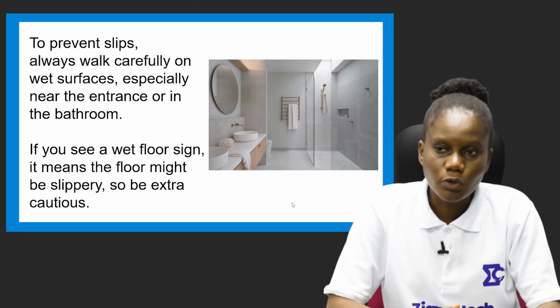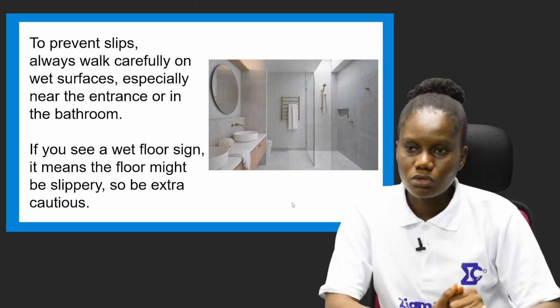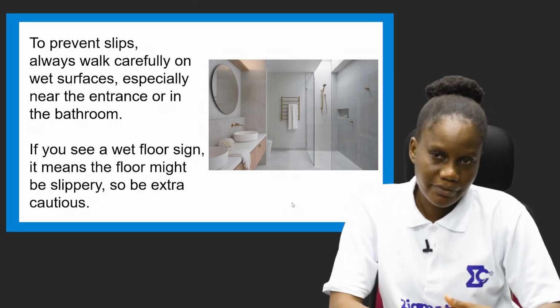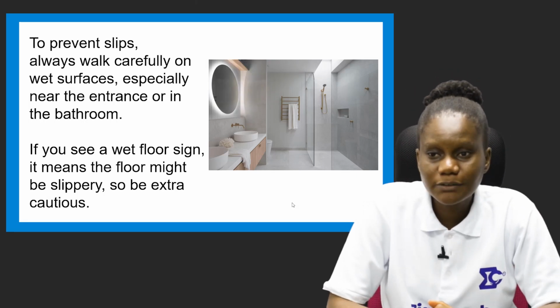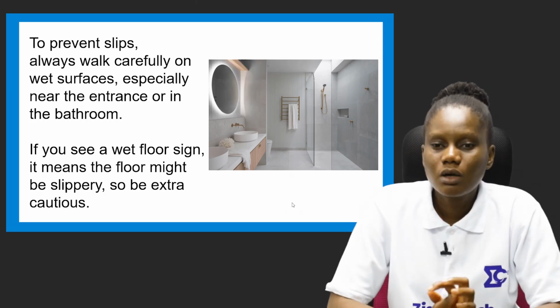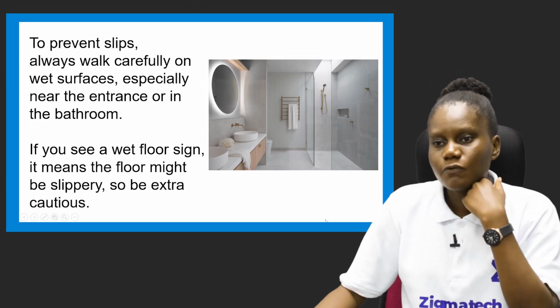To prevent slips, always walk carefully on wet surfaces. Maybe they just mopped the floor. Walk gently and carefully on such wet surfaces, especially near the entrance or in the bathroom. If you see a wet floor sign, it means the floor might be slippery, so be extra cautious so that you won't slip and fall.